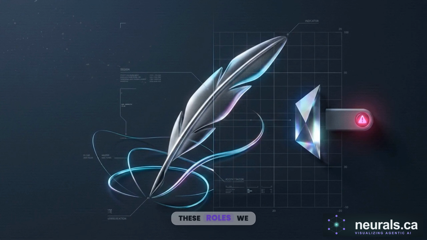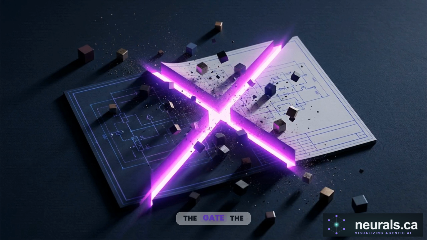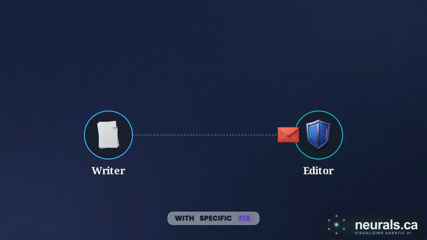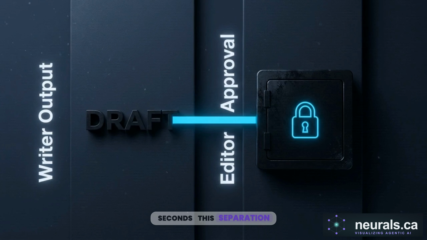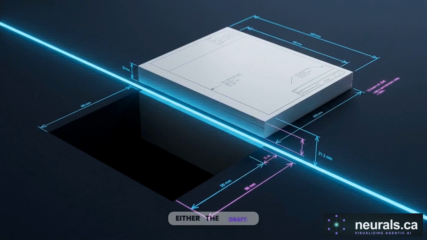By separating these roles, we allow the writer to focus on engagement, while the editor prevents hallucinated numbers or forbidden terms from reaching the public. If a draft fails the gate, the system triggers a revision bounce. The draft is rejected with specific fix instructions and sent back for a rewrite in 1.3 seconds. This separation of duties turns brand voice into a transactional commitment. Either the draft is compliant or it does not exist.